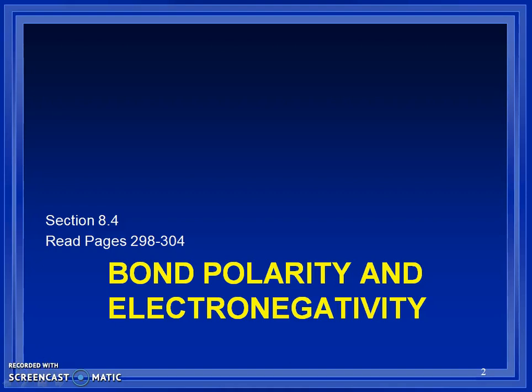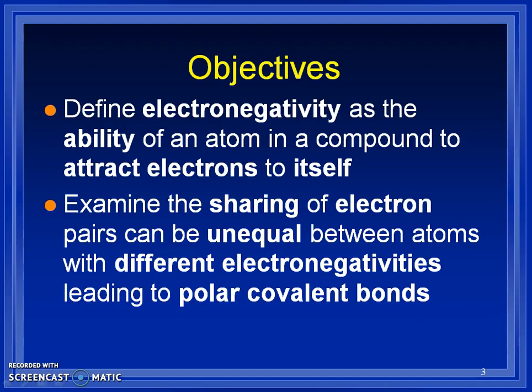This is Mrs. O'Neill for AP Chemistry, Chapter 8, Section 4, Bond Polarity and Electronegativity. The objectives for this section are to define electronegativity as the ability of an atom in a compound to attract electrons to itself, and also to examine the sharing of electron pairs that can be unequal between those atoms with different electronegativities leading to a polar covalent bond.